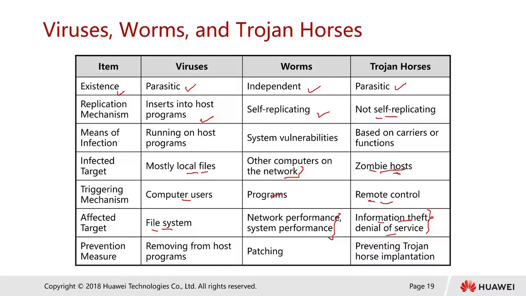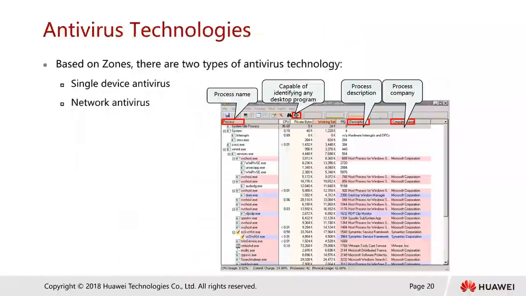Okay. So what's the preventive measure? For viruses, the only way is to remove it from the host program, or maybe to perform offline scanning. It means you have to bring down your OS, and you probably need to put in an antivirus OS and the antivirus software and perform an offline boot up to another OS and perform a scan. For worms, most of the time it is because of a vulnerability discovered in the operating system, so all we need to do is patch the operating system, and most likely the worm cannot replicate anymore. And for Trojan horses, to prevent Trojan horse implementation, you will normally need a good firewall and IPS system to detect the Trojan horse.